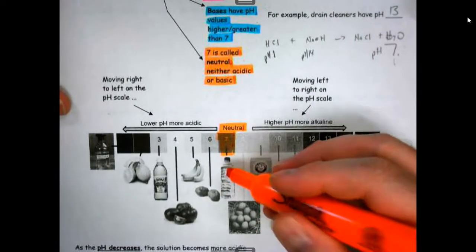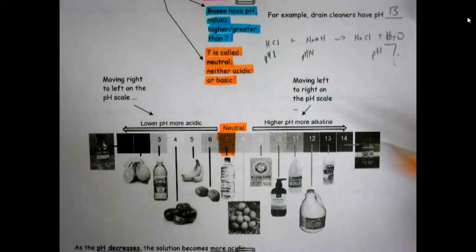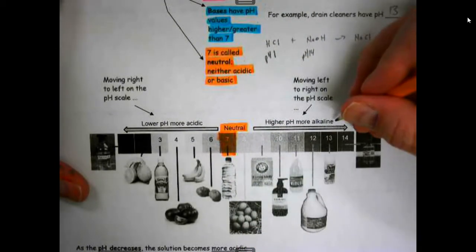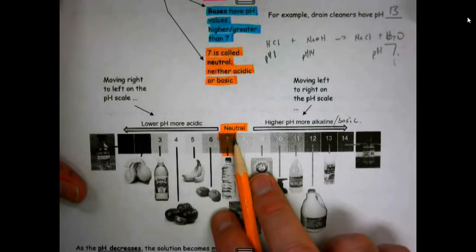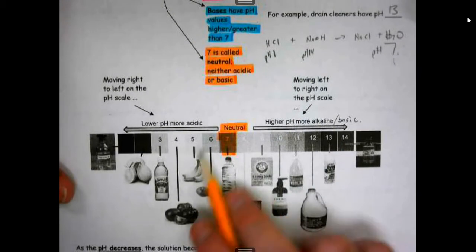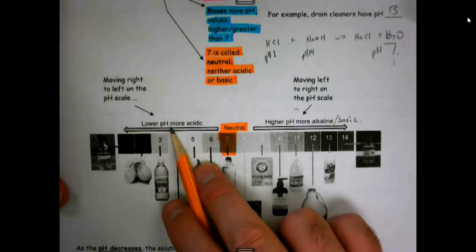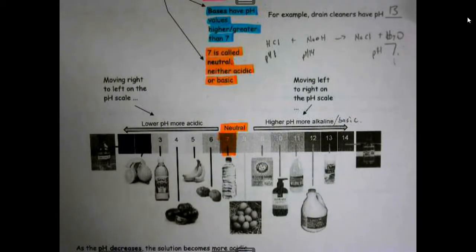Regular water, naturally occurring water, if you just had water by itself, not even a pond or a lake, it's a pH of 7. Now, as the number gets higher, that's where you get more basic. So this says higher pH, more alkaline, or you can use basic. That's moving from the left to the right. Moving to the right, you get more basic or more alkaline. As you move the other way, as your number gets lower than 7, you're becoming more acidic, moving from right to left.